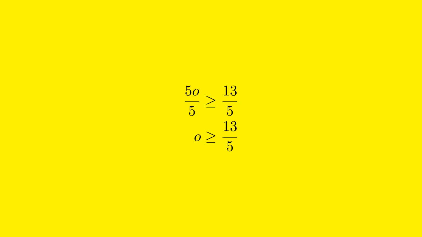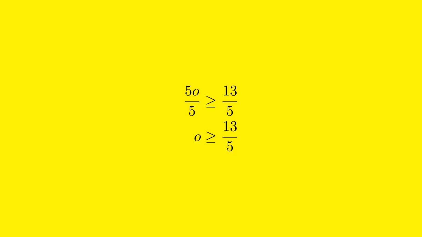In step 2, we need to further isolate the variable o by getting rid of the coefficient 5 in the inequality 5o greater than or equal to 13. To isolate o, we will divide both sides of the inequality by 5. We choose to divide because we want the coefficient of o to become 1. This will give us the value of o alone on one side of the inequality, which ultimately helps us solve for o. The inequality 5o greater than or equal to 13 becomes 5o divided by 5 greater than or equal to 13 divided by 5.